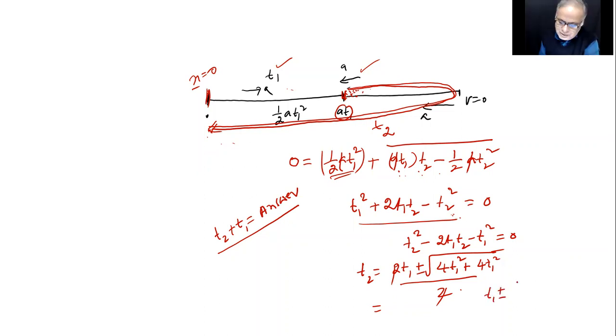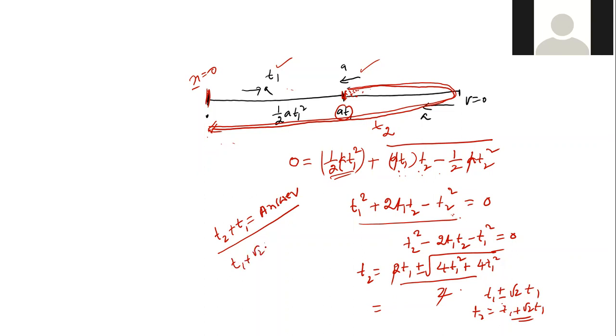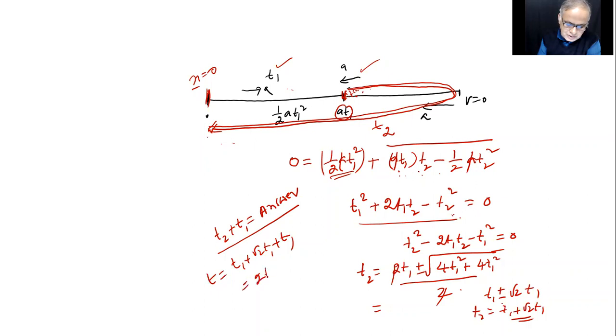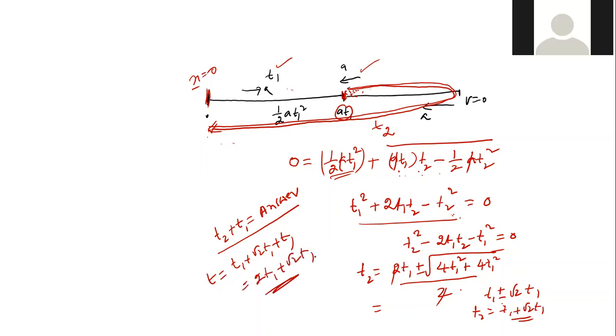t1 plus or minus root 2 t1. Am I correct? The minus will be ignored because it will be less than that. So it is t1 plus root 2 t1. Add it to this t1. This is for t2. So t1 plus root 2 t1 plus t1 is the answer, that is 2 t1 plus root 2 t1. Just check back in the old answer. But see how the logical approach has helped.